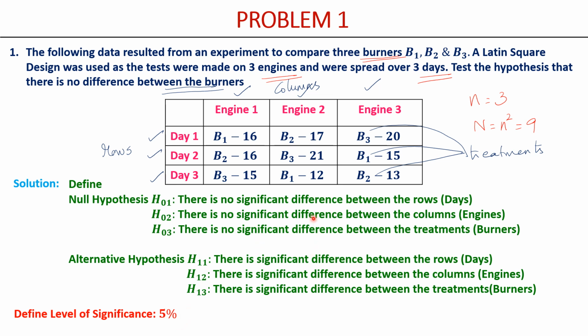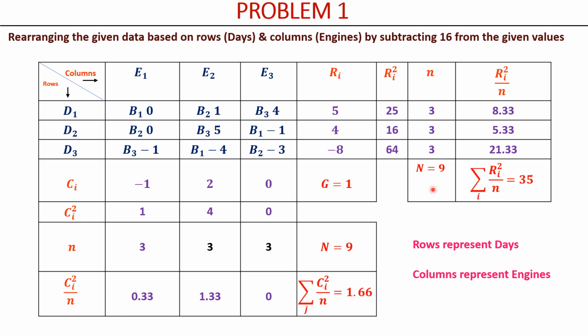So now we shall proceed by rearranging the data. As I said, we are talking about a three-way table which we cannot draw directly. So we draw one two-way table and one one-way table. Let's draw the two-way table based on rows and columns, which are days and engines. We have drawn the two-way table here. The columns are engines and the rows are days. So I'm writing D1, D2, D3, E1, E2, E3.